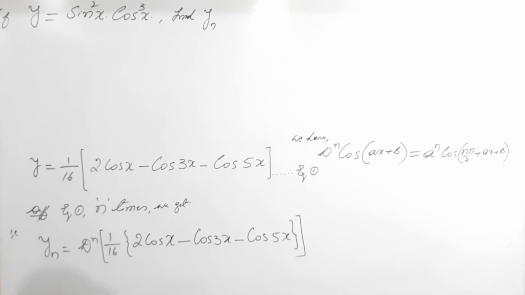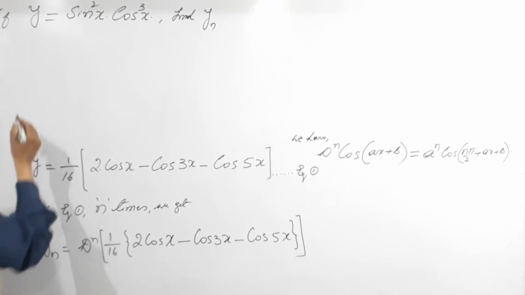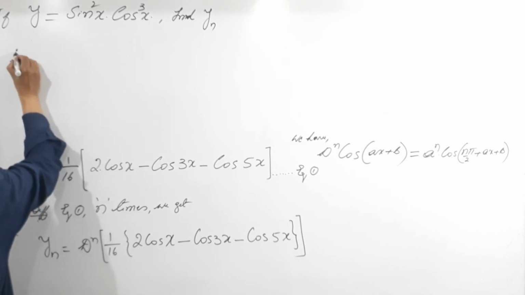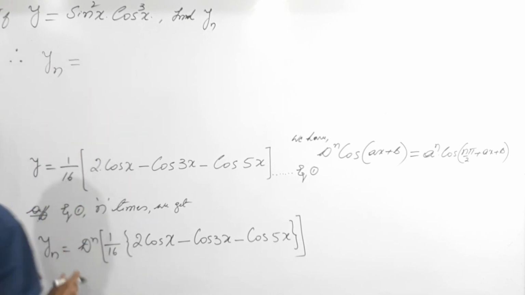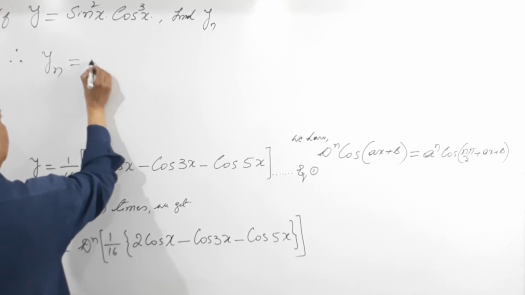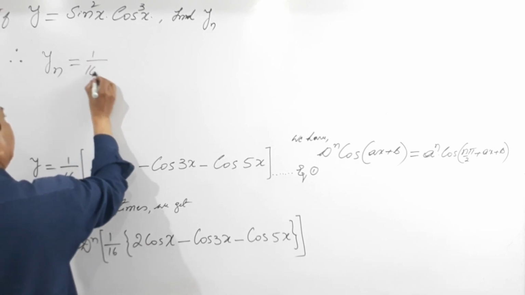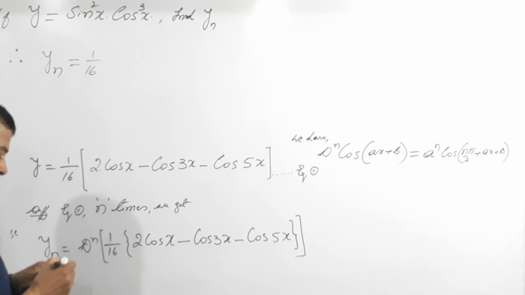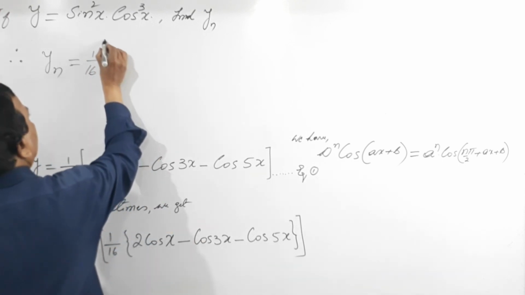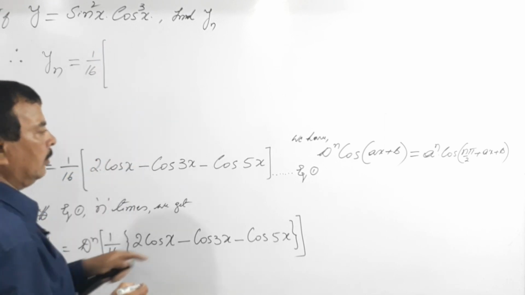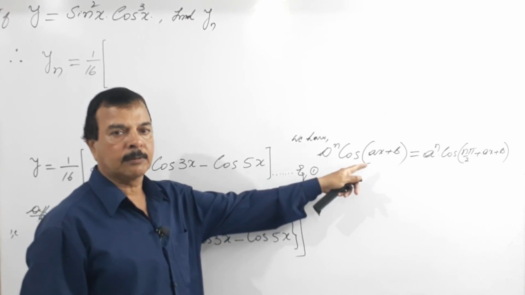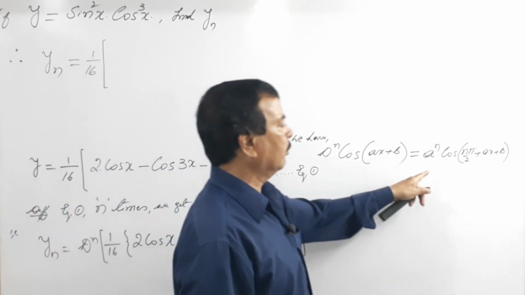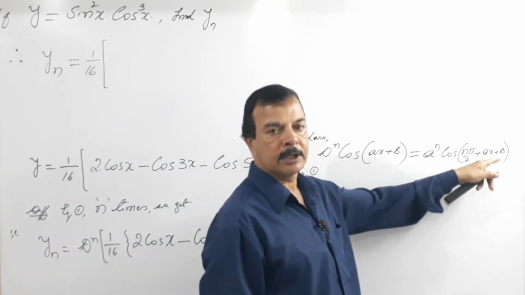So finally, what happens to n? That is antiderivative. Therefore, yn equals, I take 1 by 16 outside. Differentiation of cos ax plus b is what? a to the power of n cos of n pi by 2 plus ax plus b.